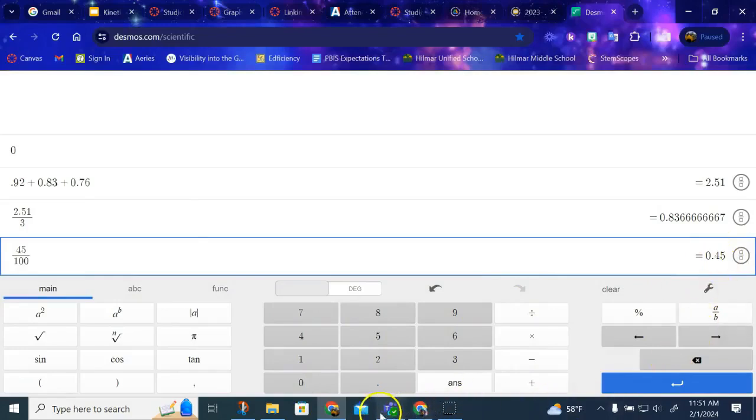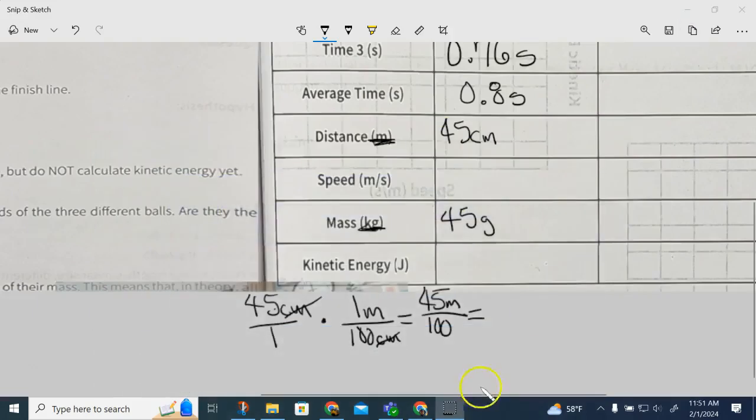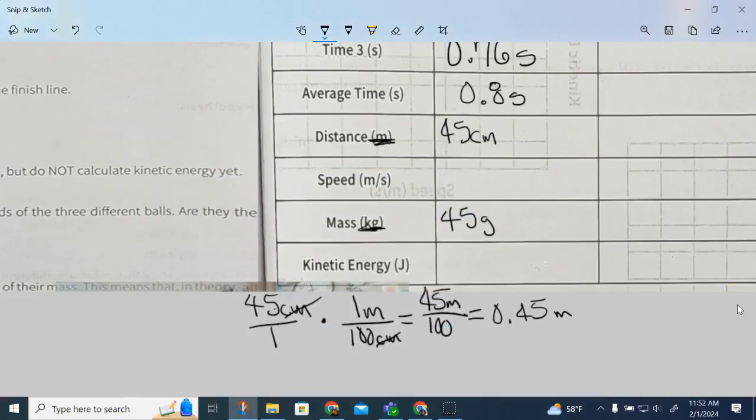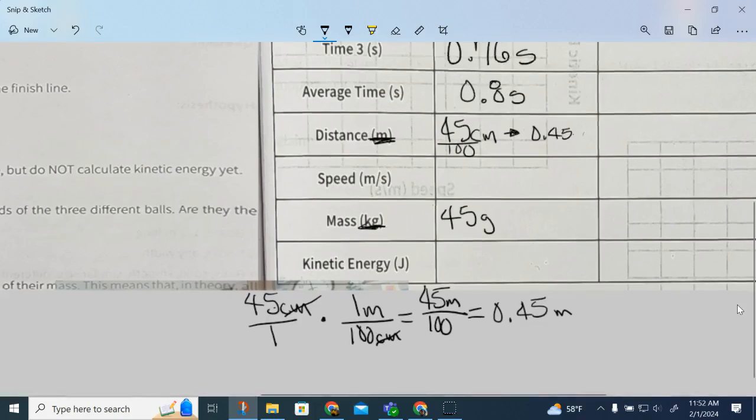All right, cool. Now, let's go ahead and make that back down, and then that would actually be 0.45 meters, okay? So that is really what it's equal to. So in essence, you just divide by 100, okay? And that will get you to your meters, okay? So 0.45 meters.